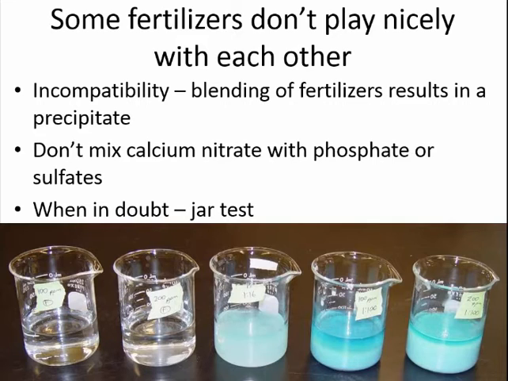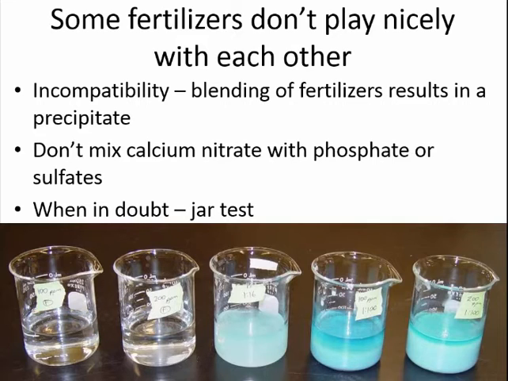And I'll show a very detailed table of different incompatibilities, but one of the main ones that we want to keep in mind is that calcium nitrate is not compatible with other fertilizer salts that have phosphates or sulfates in them. And when in doubt, do your own jar test. That is, take the concentration of nutrient that you would use in one stock tank and the concentration from another stock tank, combine them together, and see if a precipitate does indeed form.